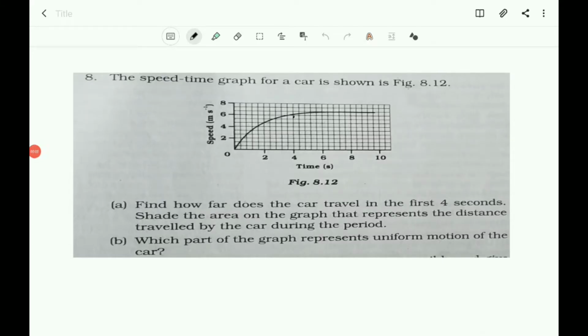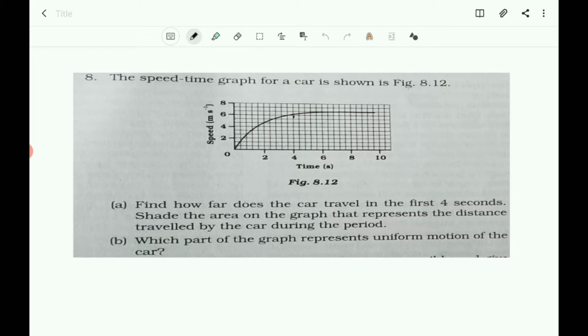Children, this is a continuation of the exercise of the chapter Motion. Now take question number 8. Here there is a graph. The graph is a speed-time graph for a car, shown in the figure. That is figure 8.12 of your textbook.